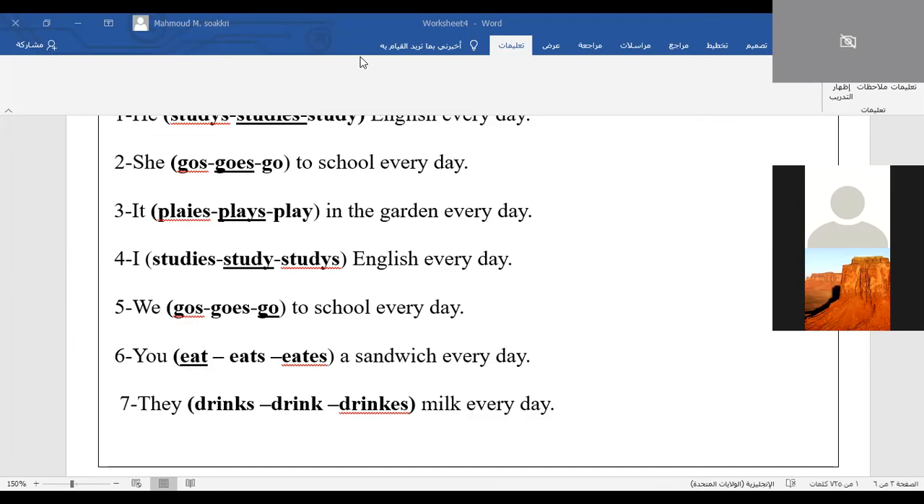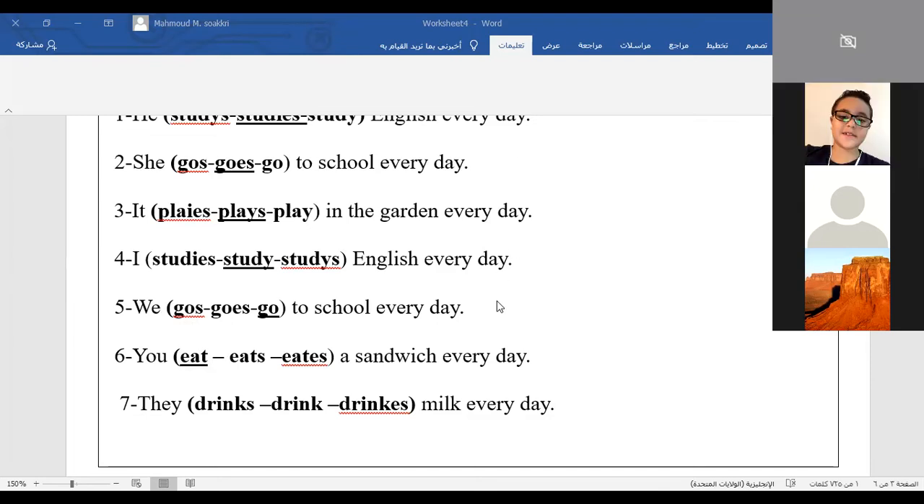Muaz, number 7, please. They drink milk every day. Drink. Can we put drinks here, Muaz? Can we say drinks? No. Can we use S if the subject is they? No. Thank you, Muaz. Well done.